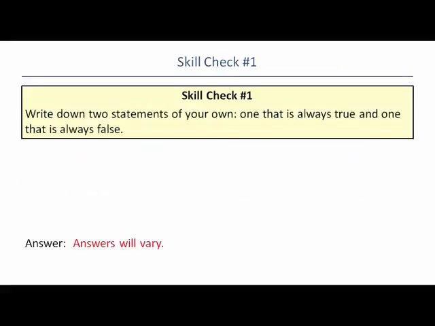When in doubt, don't choose paradox because those are pretty hard to come up with. You really have to massage words to get a paradox. Doesn't mean they don't exist, but it just means that if you were taking a test and you had to guess, it's most likely not a paradox. All right, let's try this skill check. Were you able to write down two statements of your own, one that is always true and one that is always false? There are too many examples for me to go through, so hopefully you get the idea.